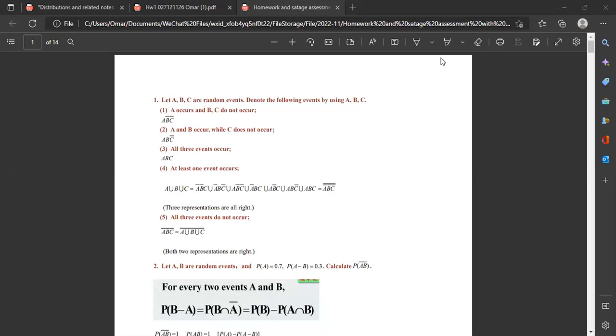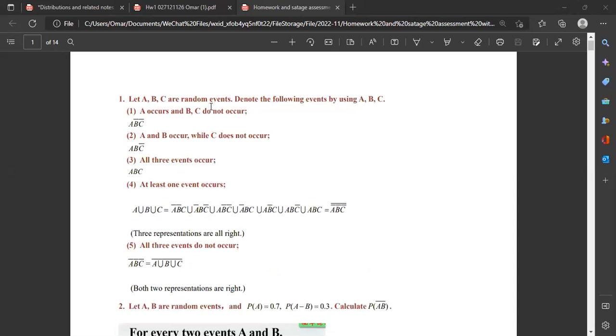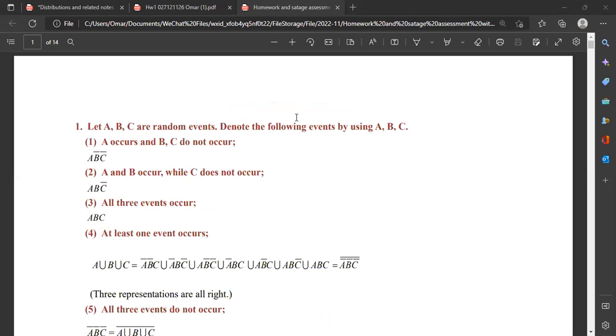The first question here is, let A, B, C be random events. Denote the following events using A, B, C. The first question: A occurs and B and C do not occur. So when A occurs, we write down A, and B and C do not occur. AND is for intersection, right? And B and C don't occur, so not occurring means this bar sign, okay?